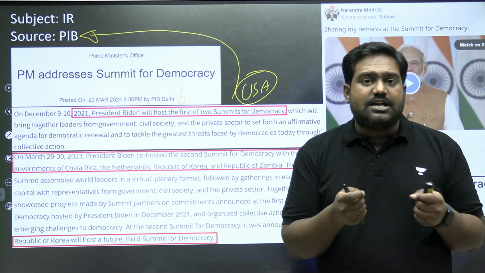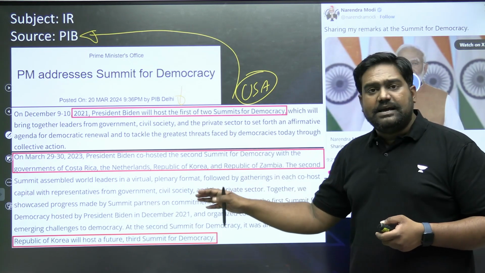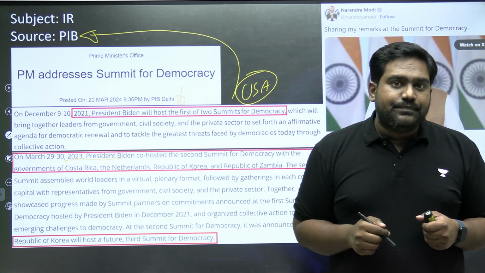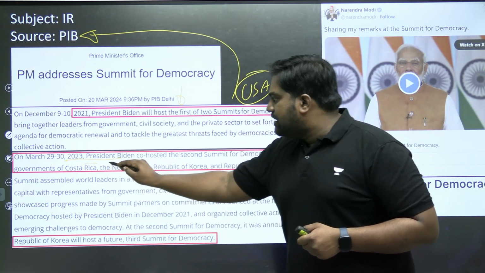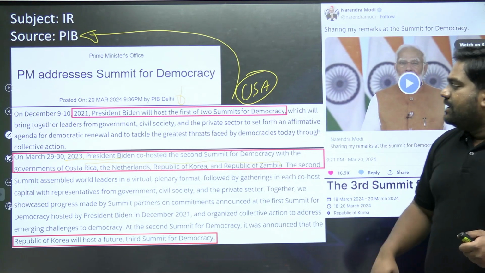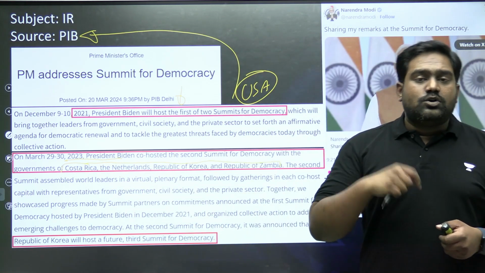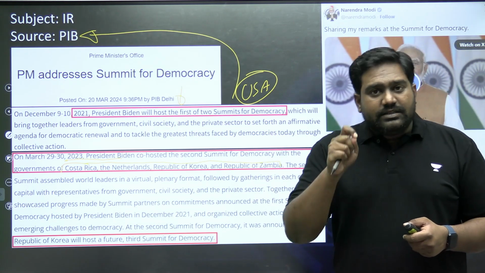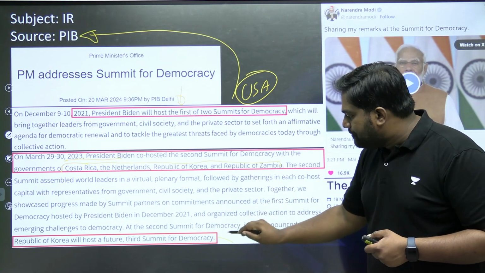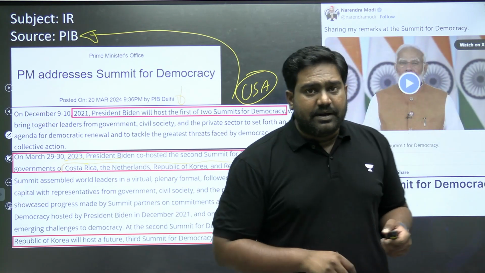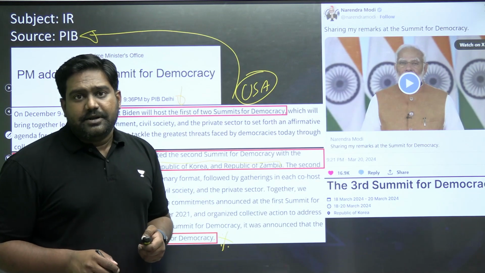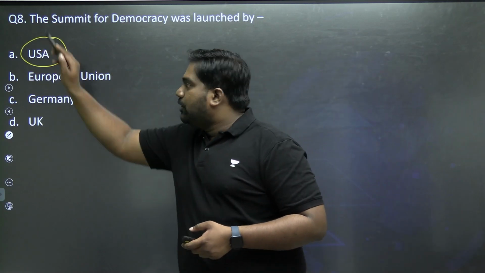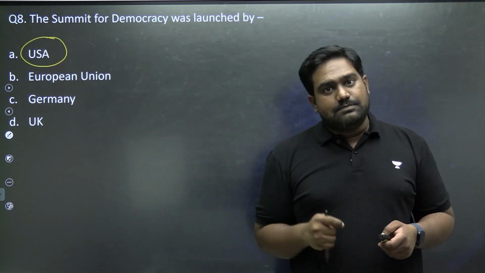The US hosted the first summit. The second summit was also hosted by US in 2023, but in collaboration with other like-minded countries. Along with the US, even Costa Rica, Netherlands, South Korea, and Zambia, all these countries together hosted Summit for Democracy along with the US. This was the second summit. So now the 3rd summit is taking place in South Korea. South Korea is hosting the 3rd summit, and PM Modi has also addressed the summit. So coming back to the question, the correct answer is option A. It was the United States which launched Summit for Democracy.